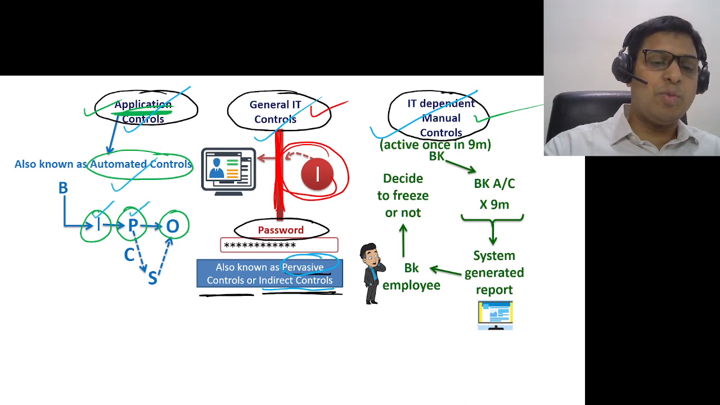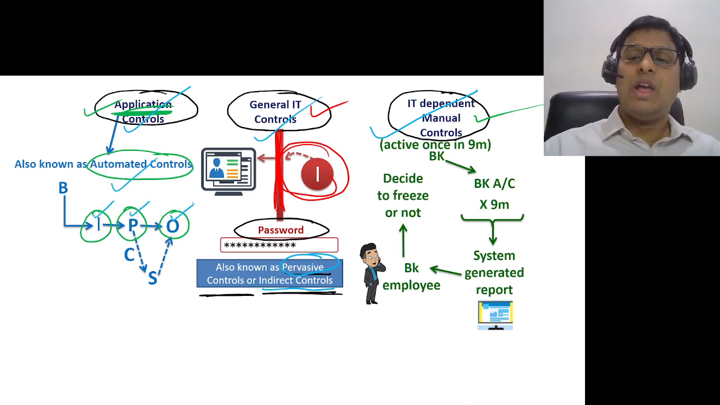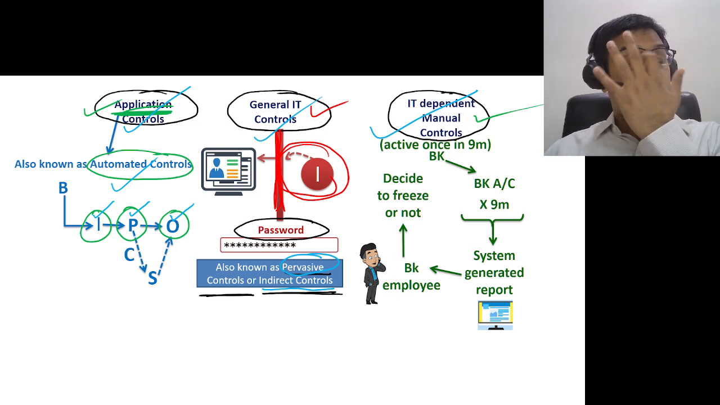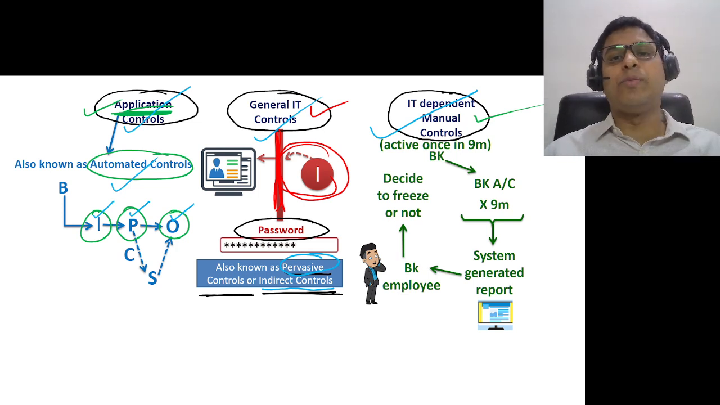Application controls are nothing but automated controls. They mainly deal with input, process, and output. Okay. What are IT dependent manual controls? When the controls are done by humans only, but with the support of computers. Okay, that is called IT dependent manual controls.